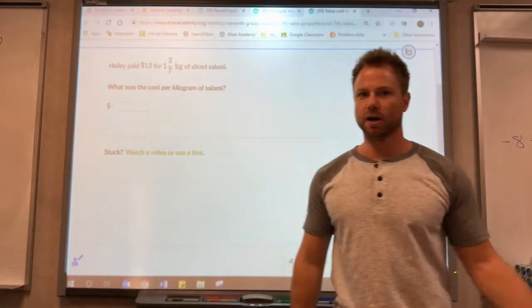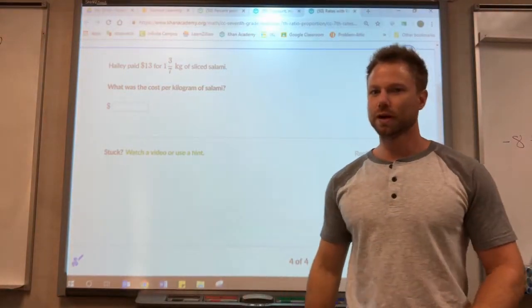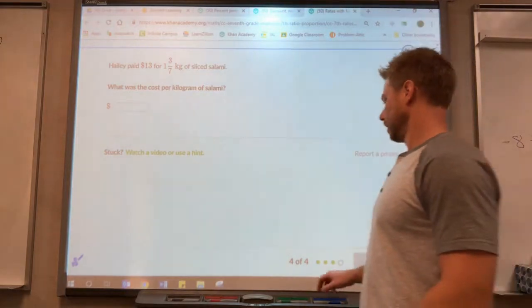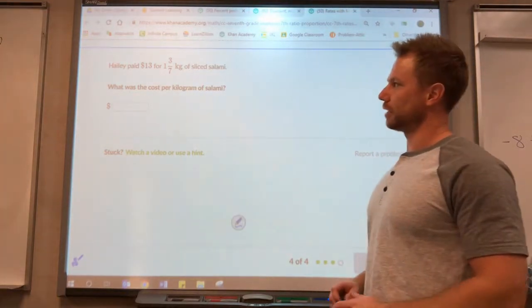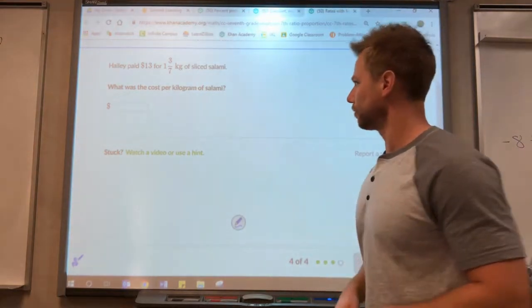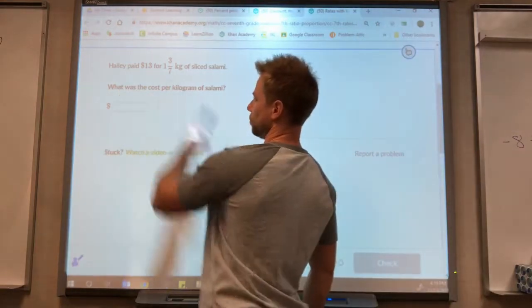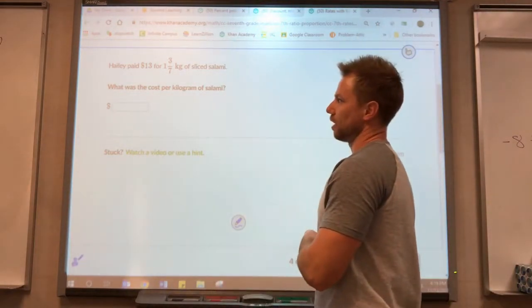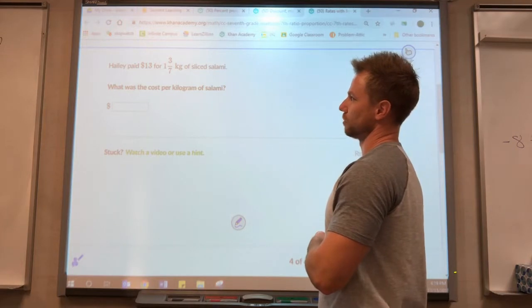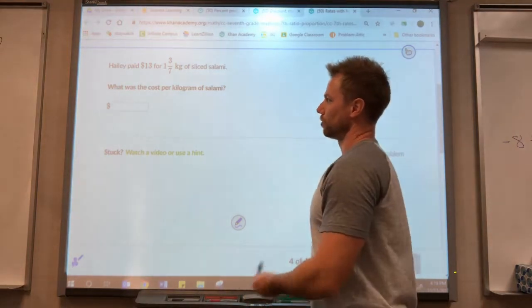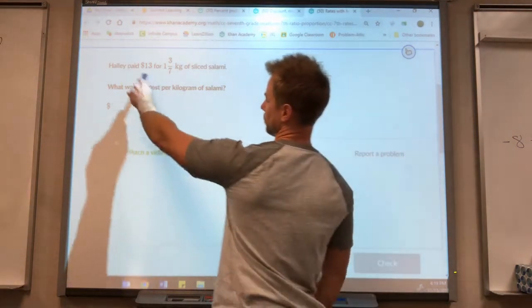We are working on PRP Objective 2 practice examples. A couple different ways you can do this. You can set up a proportion, first of all, using our labels. So Haley paid $13 for 1 3/7 kilograms of sliced salami. What was the cost per kilogram of salami?